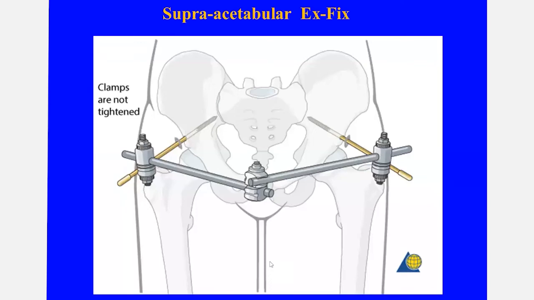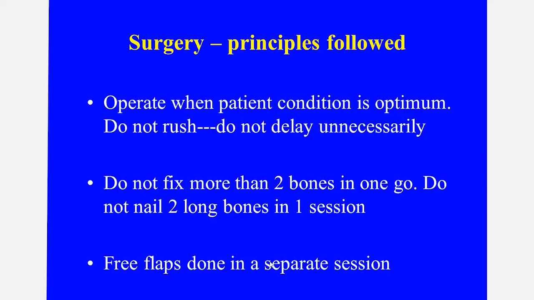So this is an example of the sort of damage control work you might have to do. This is a pelvic clamp, which you might have to use to stop abdominal or pelvic bleeding. In our surgery, these are the principles we follow. You operate when the patient's condition is optimum. Do not rush, but do not delay unnecessarily. You make sure your patient is metabolically stable, and only then do you operate.